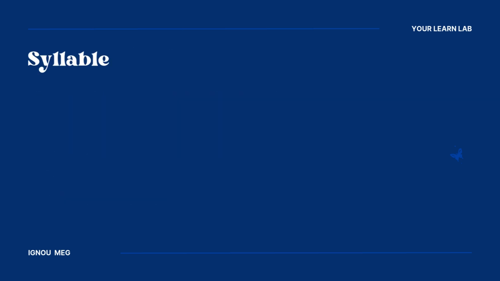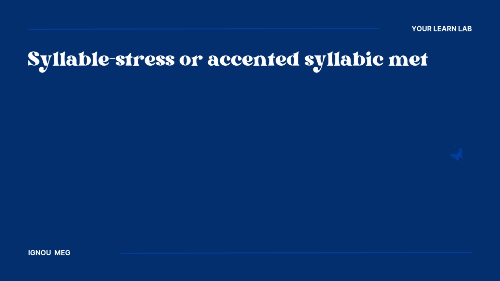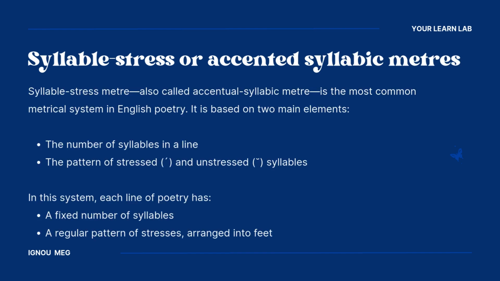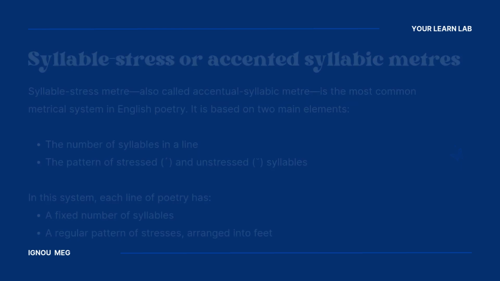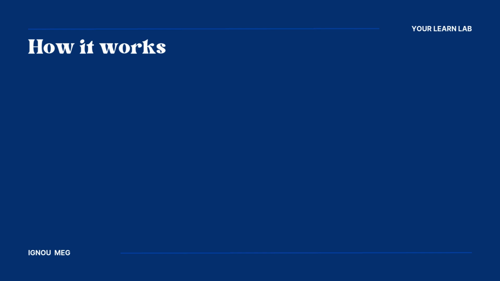And as I've mentioned, syllable stress meter, also called the accentual syllabic meter, is the most common metrical system in English poetry. It is based on 2 main elements: the number of syllables in a line and the pattern of stressed and unstressed syllables. And in this system, each line of poetry has a fixed number of syllables and a regular pattern of stresses arranged into feet. Let's find out more about how it works.